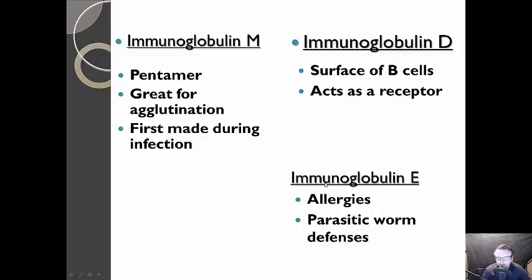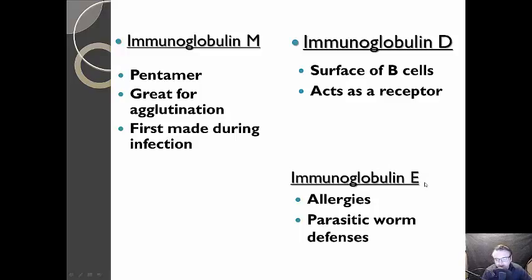So IgE then, the least common of all of them, this one is an interesting one. It has a role in relation to allergies, parasitic worm defenses, and it interacts with some of the cells from our second line of the immune system, which are basophils and mast cells. Now, this is discussed in much greater detail in chapter 16, which is disorders of the immune system, which I'm not going to get into. I would encourage you to read it.